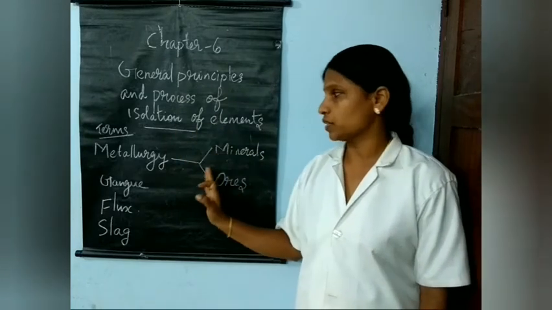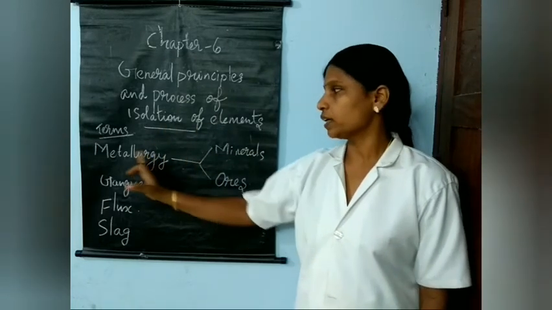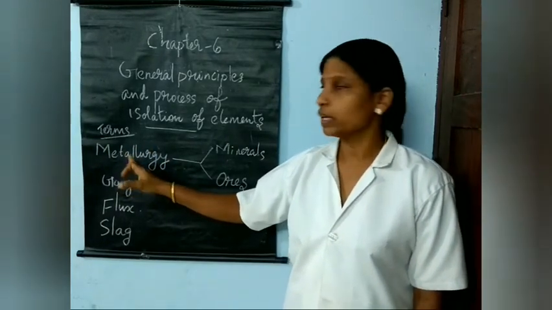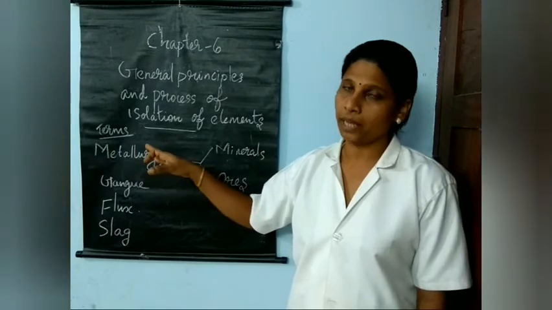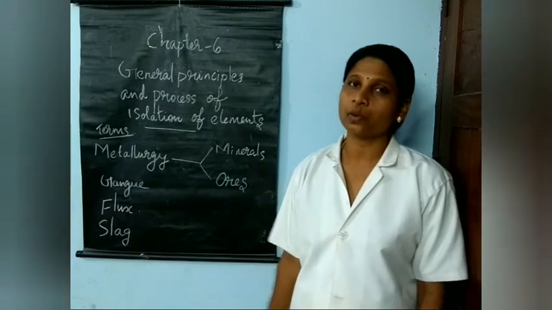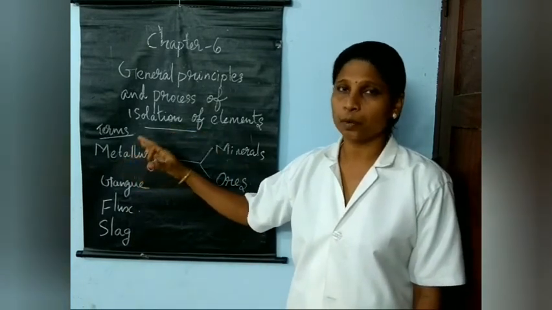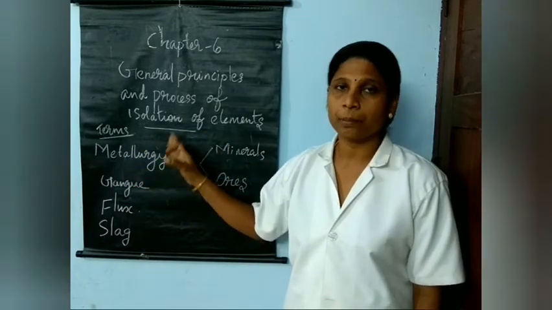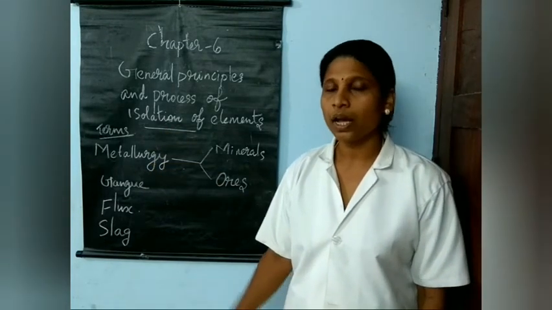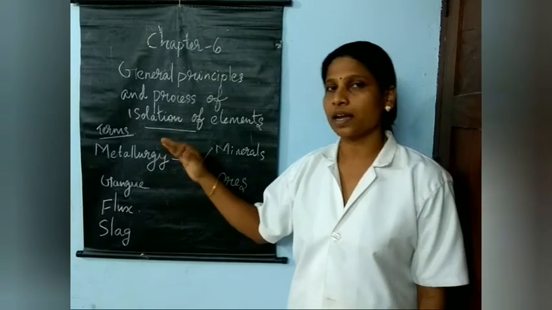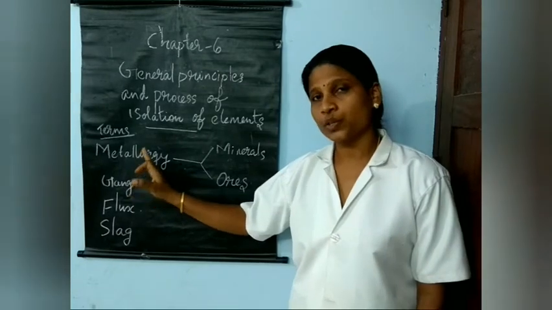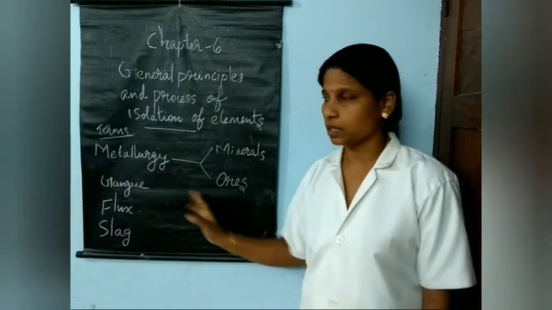Before starting the chapter, you should have a clear idea about metallurgy. Metallurgy is the process involved in the extraction of elements from their ores, and the steps involved in that process are known as metallurgy. So, in metallurgy, you should have a clear idea about some of the terms given here.